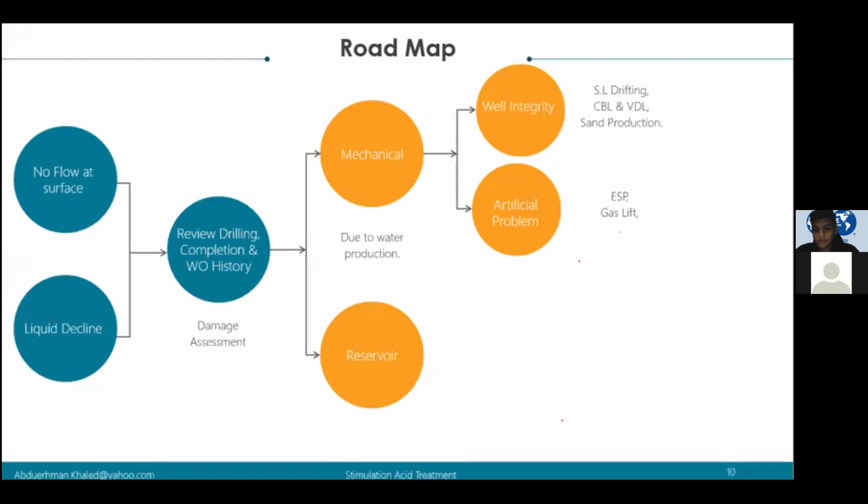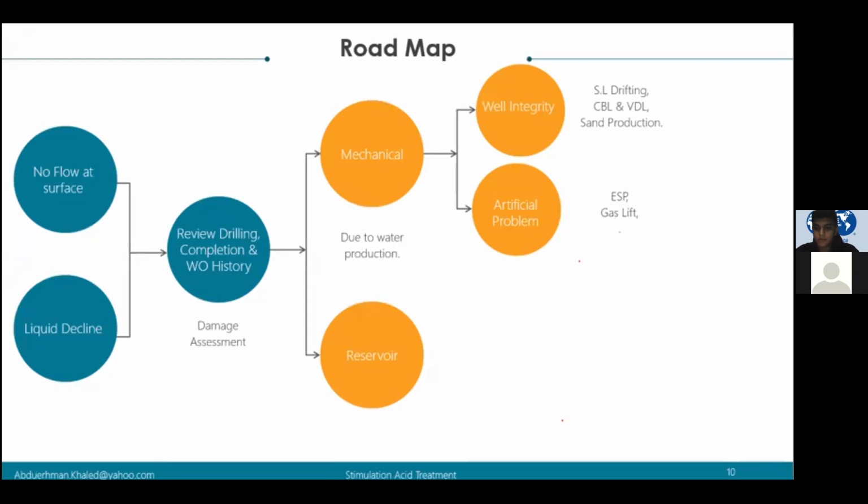After checking the well integrity, we go to the artificial lift problem. No matter what the type of your artificial lift or the method of your lifting system is, whether it's ESP or gas lift, for example, with ESP or electrical submersible pumps, there are usually downhole sensors that give you a good idea if you have a mechanical or reservoir issue.